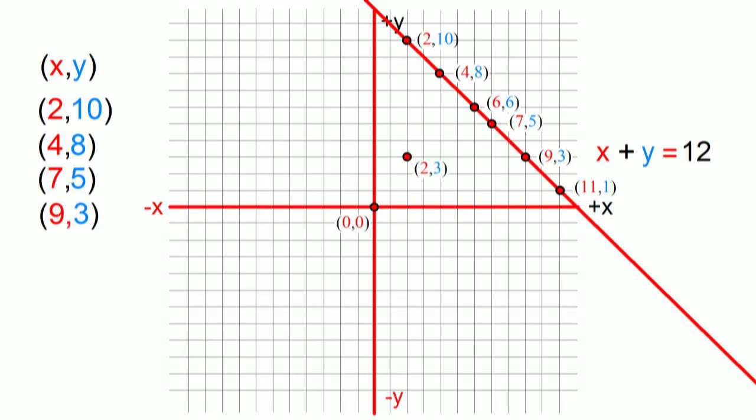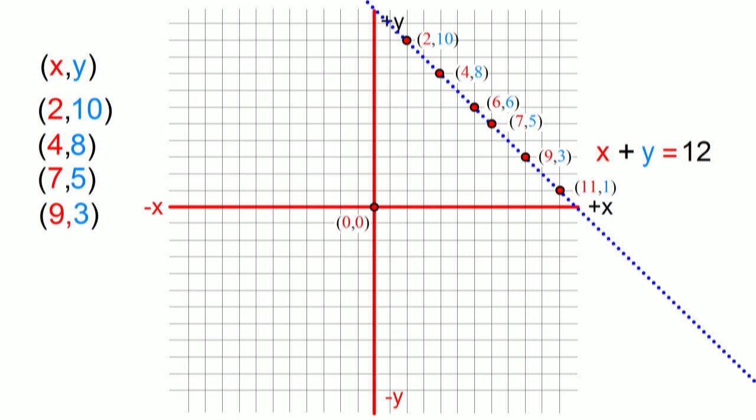That doesn't look like it's on the line. I can check it by plugging it into the equation, then doing the arithmetic to see. When x is 2 and y is 3, that adds up to 5, which is certainly not equal to 12. So the point 2, 3 is not on the line, nor is it a solution to the equation x plus y equals 12. Only the points taken from this line will keep the equation true.